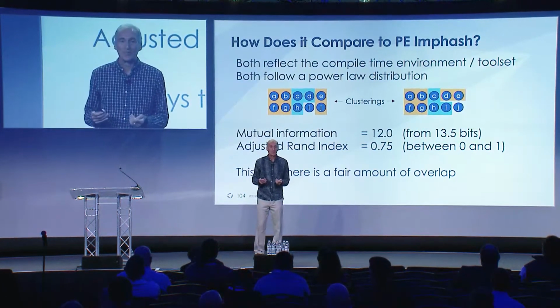So they both kind of reflect the compile time tool set in a sense. You might expect there is something in common with them. So the way to approach this mathematically is by clustering. You can say I've got my 5.7 million samples, and I can cluster them using import hash. And I can cluster them by rich header hash. And we want to know, are these clusterings the same? Do they have a lot of overlap? That'll tell us whether it's useful or not.